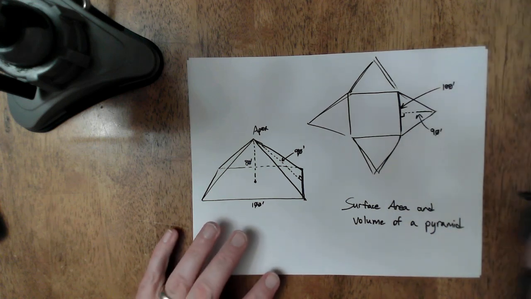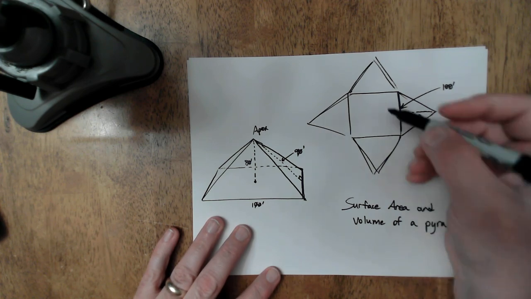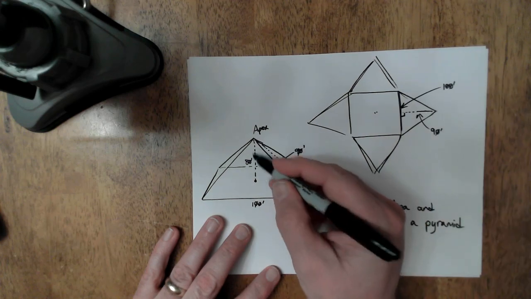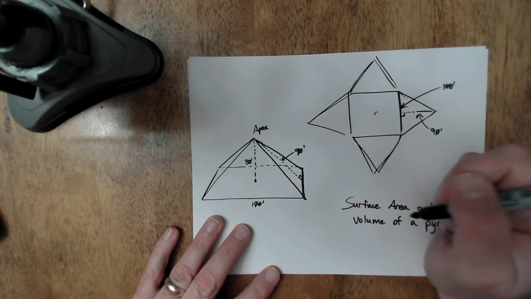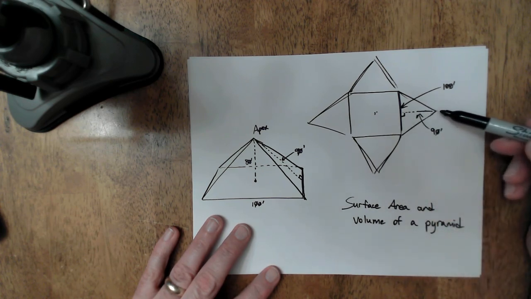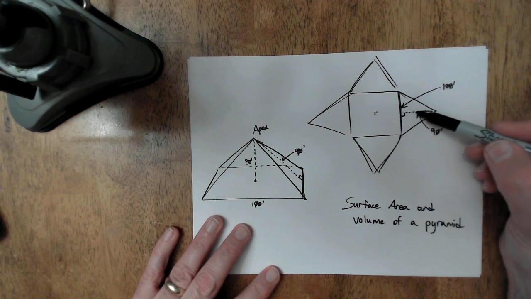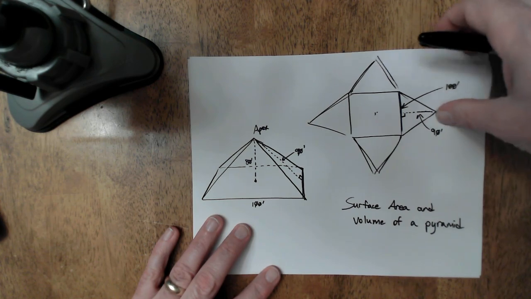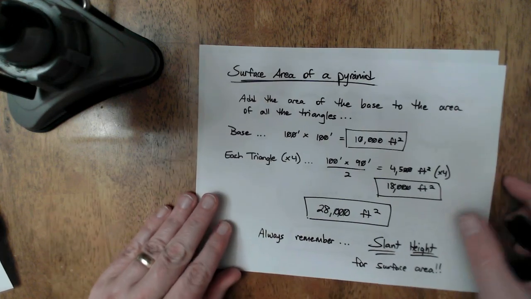All right, now this kind of shows you again, this is the height of the pyramid is that line right here that goes through the middle of the pyramid and comes into contact down there in the middle. But when we find the area of these triangles, we're going to use the slant height, which is the actual height of the triangle, which is going to be the 90 feet. Okay? All right, so let's move over to the next page, and let's find the surface area.